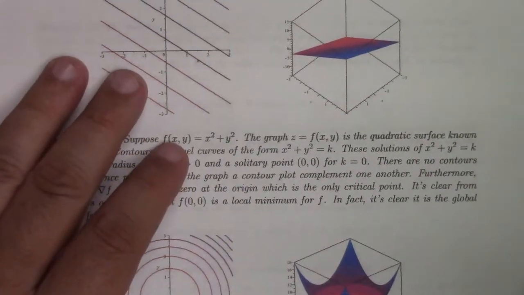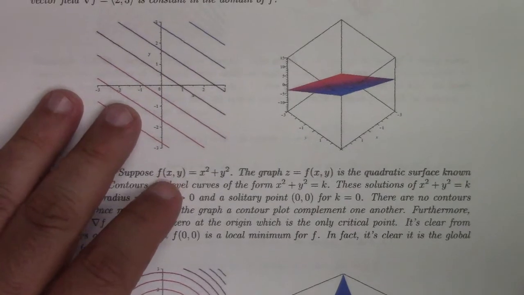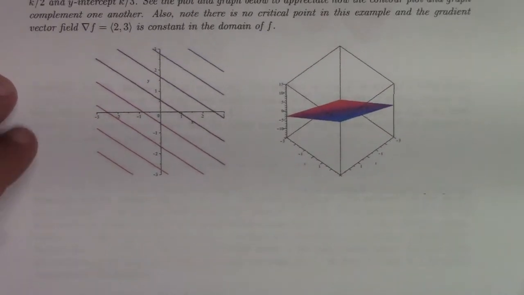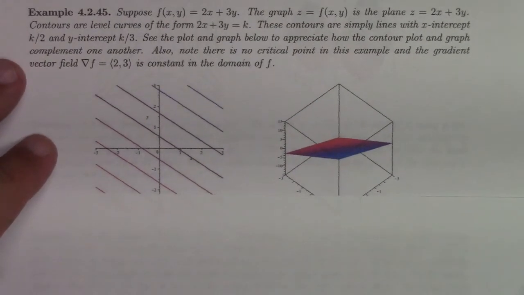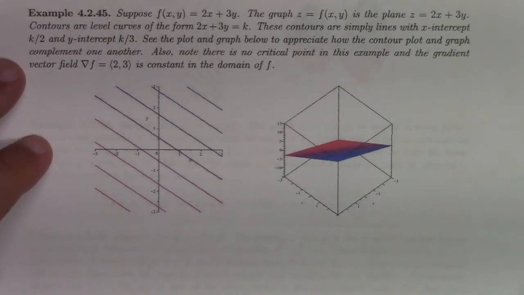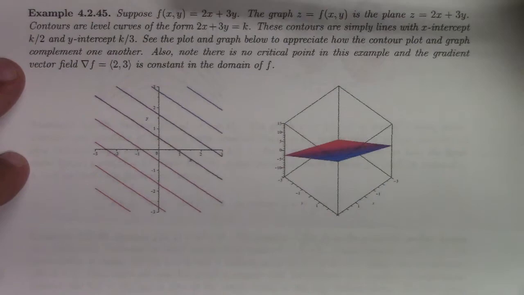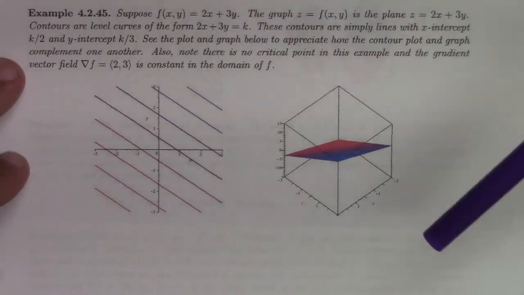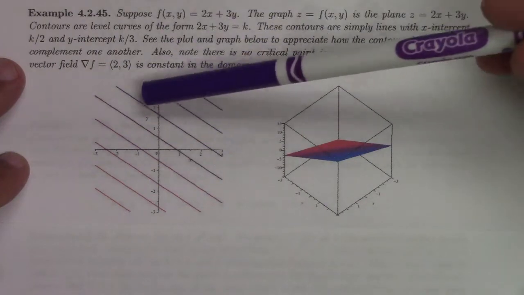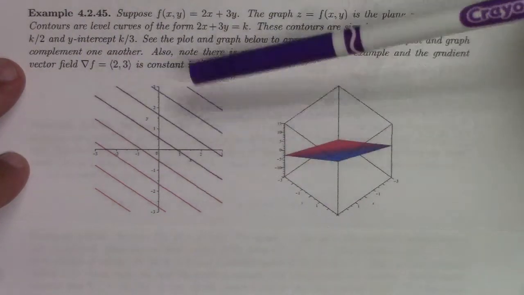And so I illustrate that here. What we're looking at now is some actual contour plots with the corresponding graph. So what you're looking at now is the function 2x plus 3y. If you set that equal to a constant, you get lines of slope minus 3/2, I think. These all have the same slope.